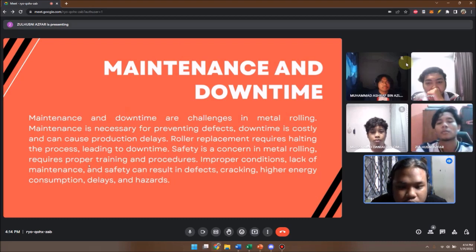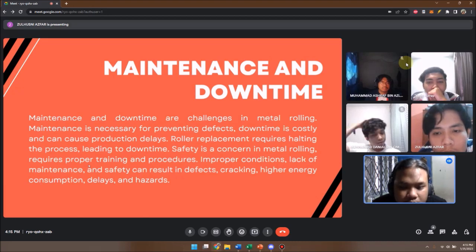Maintenance and downtime are also major constraints in the metal rolling process. Regular maintenance is necessary to keep the rollers in good condition and to prevent defects from occurring. Downtime can be costly and can lead to production delays. For example, if the roller needs to be replaced, the rolling process must be halted, leading to downtime and lost production.